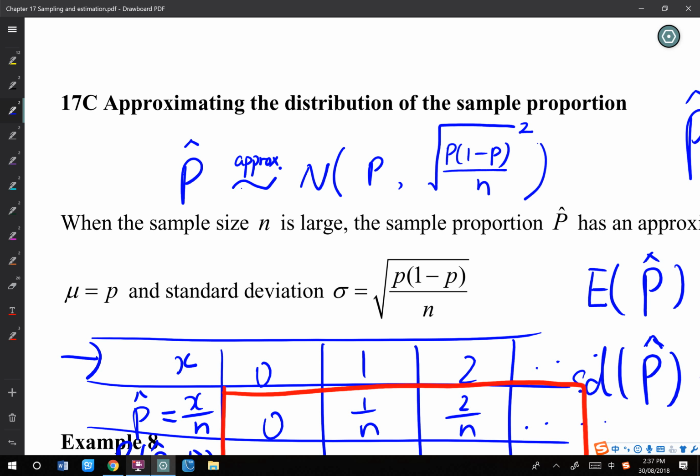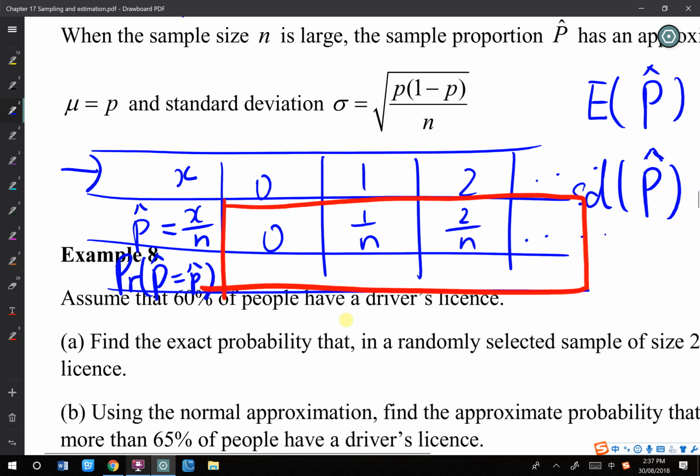And what's the domain for p-hat now? Okay, it's not 0 to 1. A normal proportion should be in between 0 to 1. But in this case, if it's a normal distribution, we always assume it's negative infinity to positive infinity. We do not think about the practical domain. So this is the distribution.